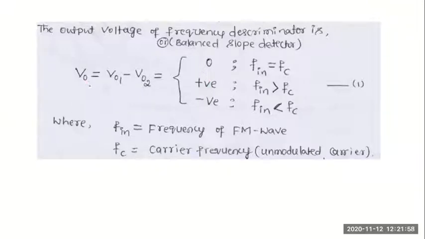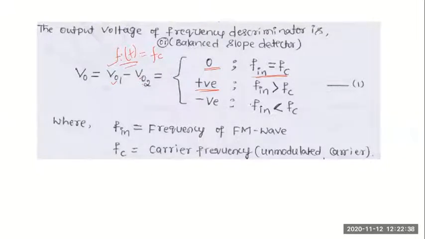The working of the circuit can be clearly explained with this equation. Whenever the input frequency is not changing, whenever the instantaneous frequency is equal to that of the carrier frequency, both V01 and V02 will be equal to each other. That's why the output will be 0. This is when the input frequency is the same as the carrier. Whenever the input frequency is more than the carrier frequency, the upper slope detector output will be higher than the lower slope detector. So you're going to get this difference as a positive value.